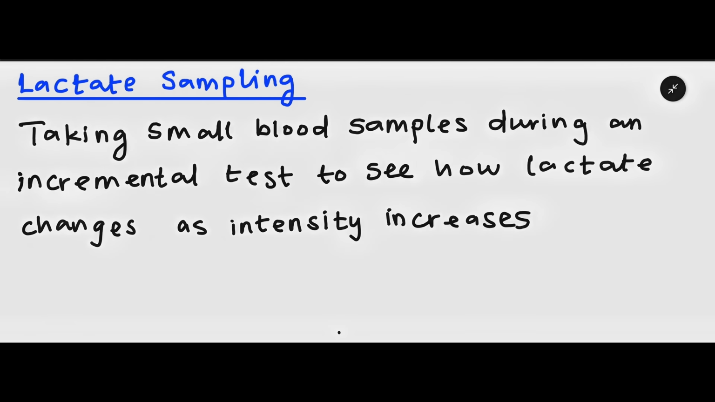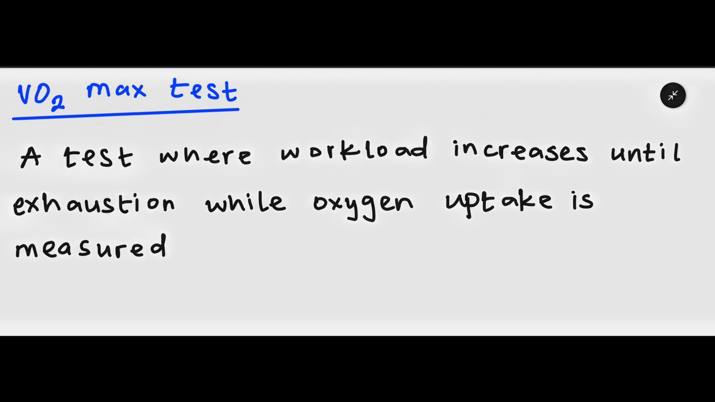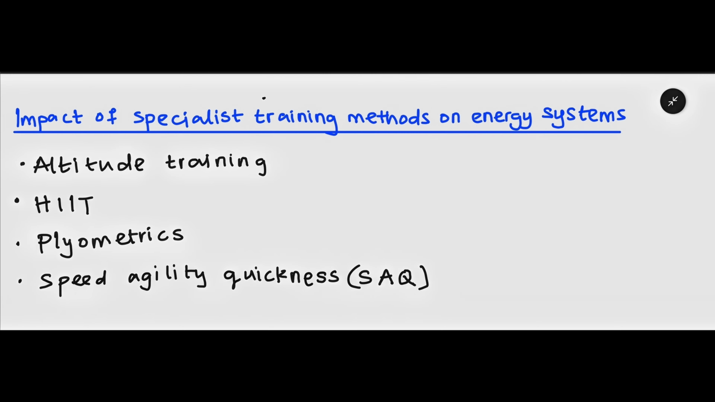Now let's finish with the impact of specialist training methods on energy systems, because AQA specifically lists these. First, altitude training. Altitude training exposes the body to lower oxygen levels. In response, the body can increase erythropoietin, often shortened to EPO, that can stimulate increases in red blood cell production and hemoglobin mass. More hemoglobin can improve oxygen transport.